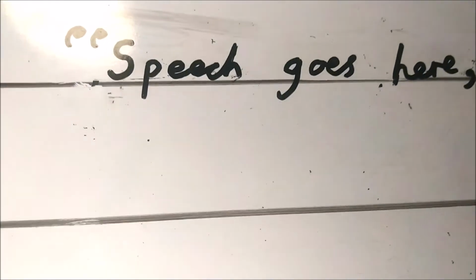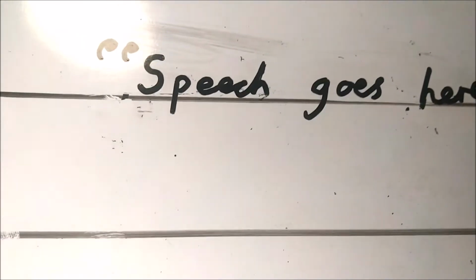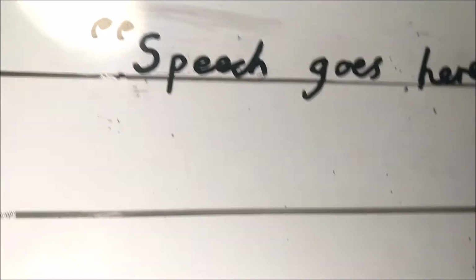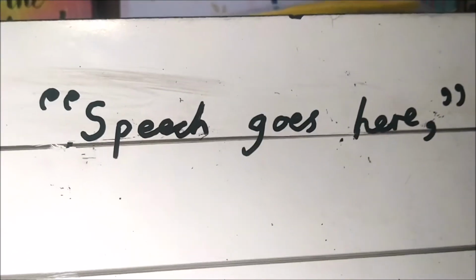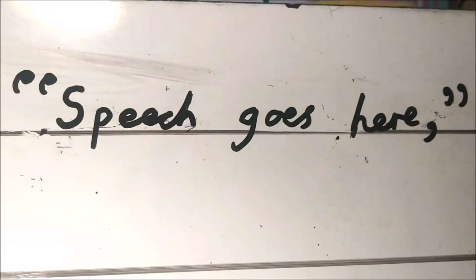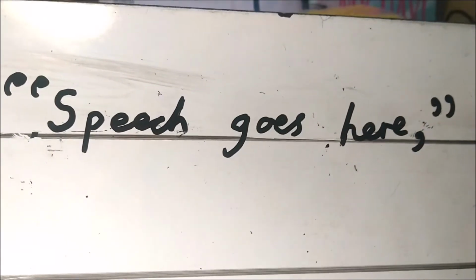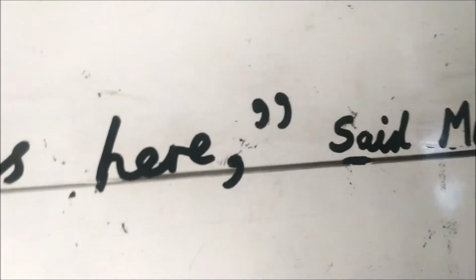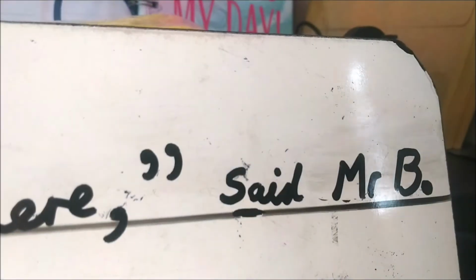Today we're going to be learning about inverted commas. Now, inverted commas, also known as speech marks, are what we put around speech. So, for example, in this sentence, "Speech goes here," said Mr. B, we have put the inverted commas around the part that I'm actually saying, "speech goes here." We put the inverted commas here above the S. We put a comma before ending our end speech marks.